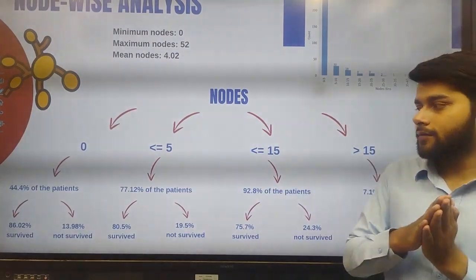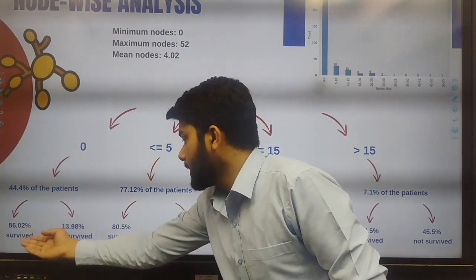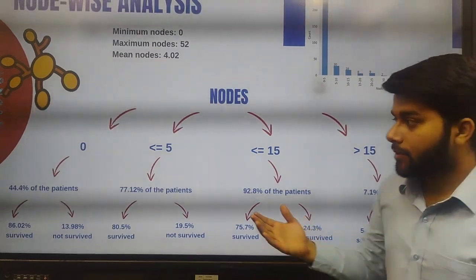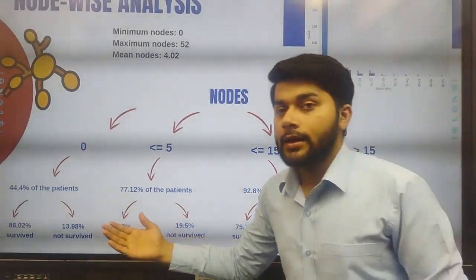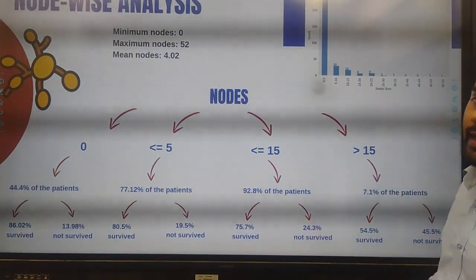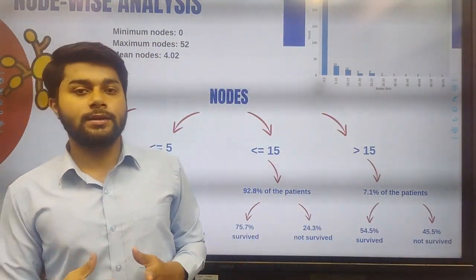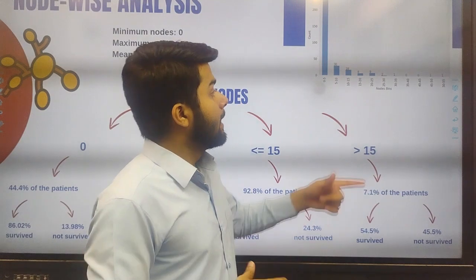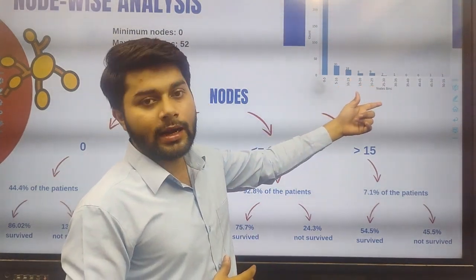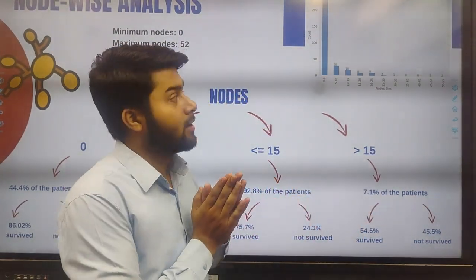So what's the conclusion from this? As the number of nodes increases, the survival rate decreases: 86, 80, 75 and 55. Another way to say it is that as the number of nodes increases, the mortality rate also increases: 14, 19, 24 and 45. So the number of nodes has a significant impact on the survival status of the patient. And here's a bar graph that is demonstrating another story: the patients who had lymph nodes from 0 to 5 are much higher.